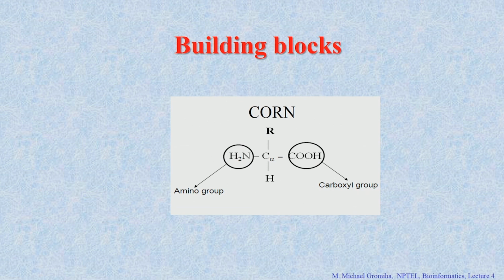Why is it called an amino acid? Because it contains an amine group, the NH2 group, and a carboxyl group, and this is the side chain, which varies. Because of the amine group and the carboxyl group, we have the amino acids. First, I would like to look at the types of amino acids. There are 20 naturally occurring amino acids.